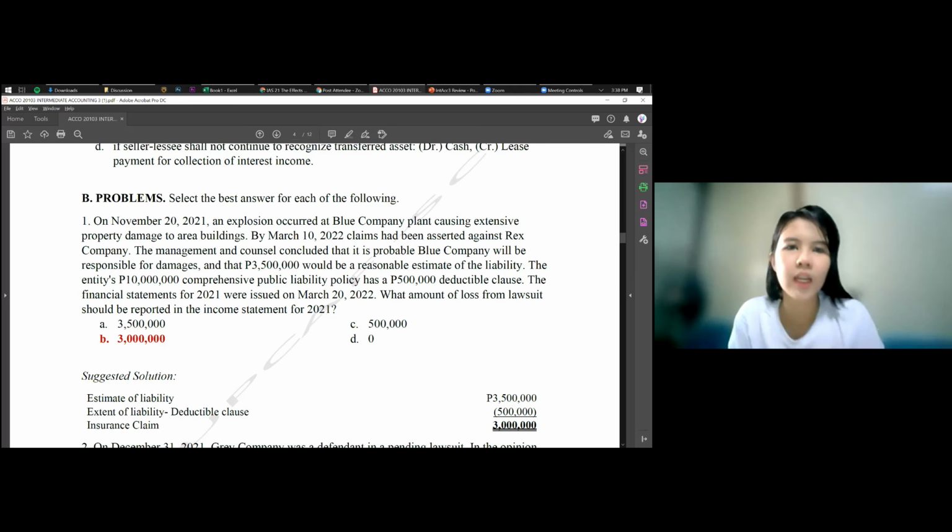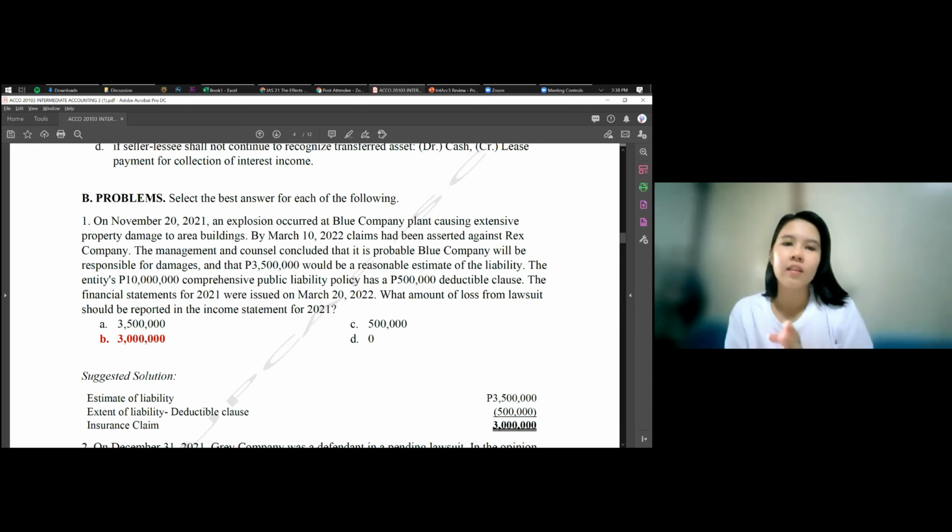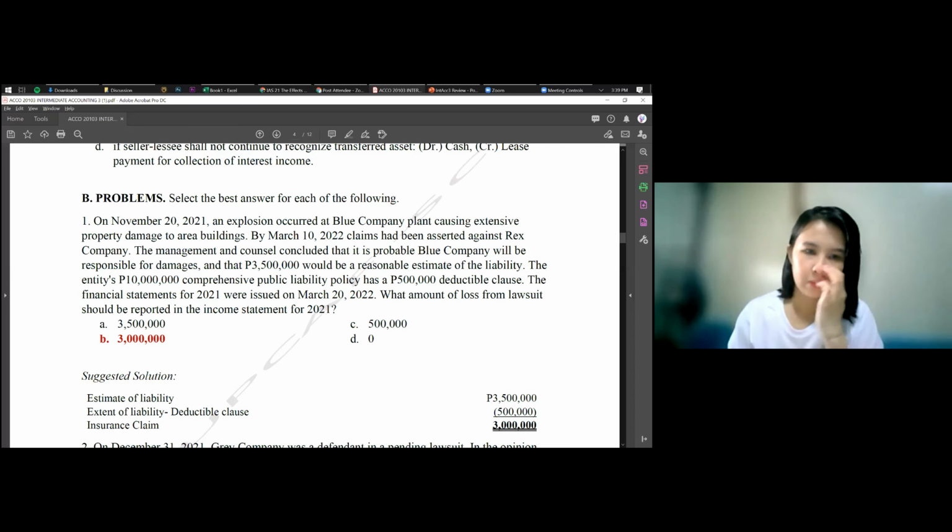So, kung naalala nyo kanina sa juris natin, di ba? Bawal i-net yung asset sa balance sheet. Di ba? Kailangan i-present siya separately, but sa income statement, pwede siyang i-net. So, safe to say that it's just 3.5 million minus 500,000 na deductible clause. So, the answer would be B, 3 million. Okay. Mag-iiba ang kwento kapag sinabi niya ay balance sheet. Kasi we will present 3.5 million fully and separately. Okay?